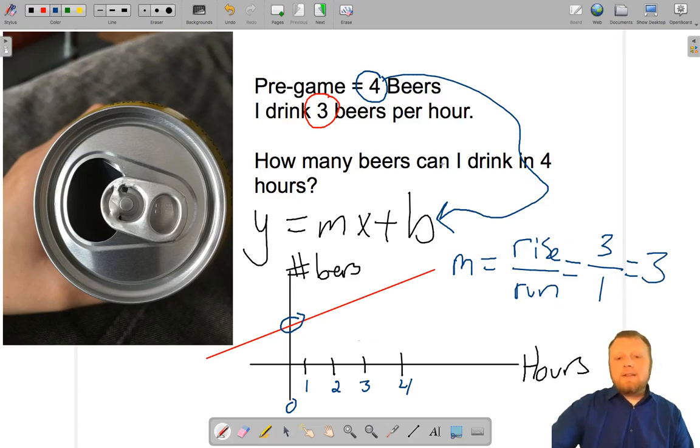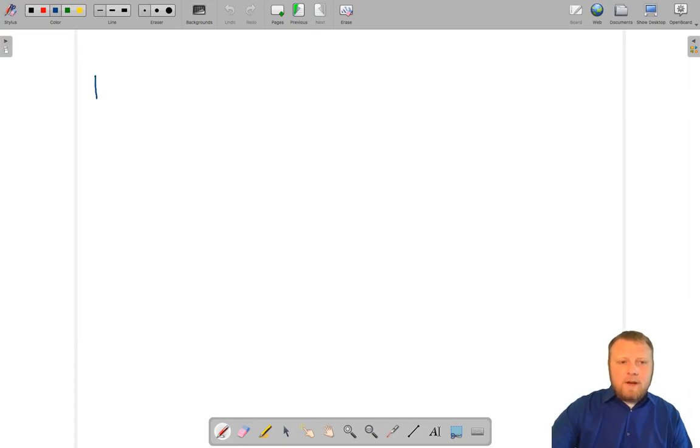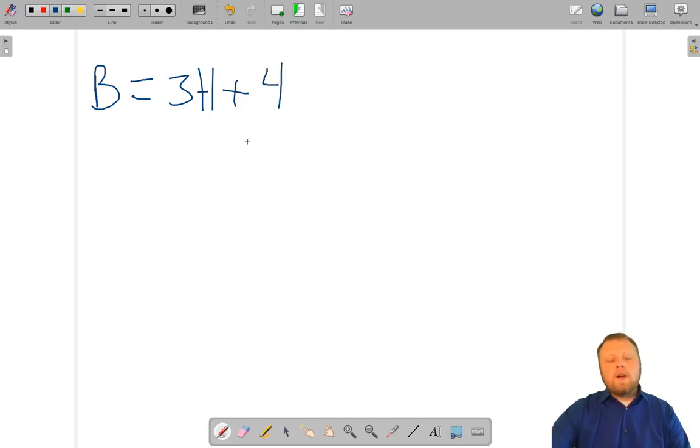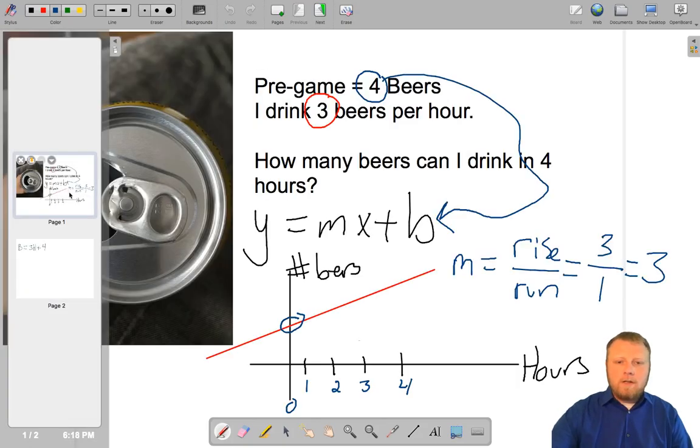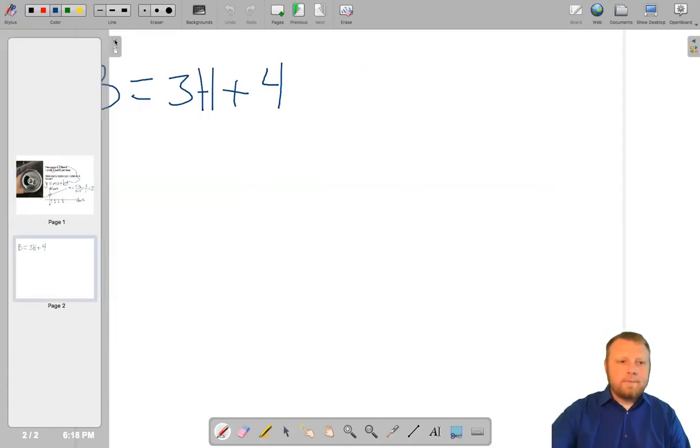Let's take that and answer this question on the next page here. So then we have this equation. The number of beers I drank is equal to 3 times the number of hours plus some pre-existing condition, not healthcare-wise, but drinking-wise, which was, I think I started with 4 beers. Okay, so to go back to it, the question was, how many beers can I drink in 4 hours? Easy enough.